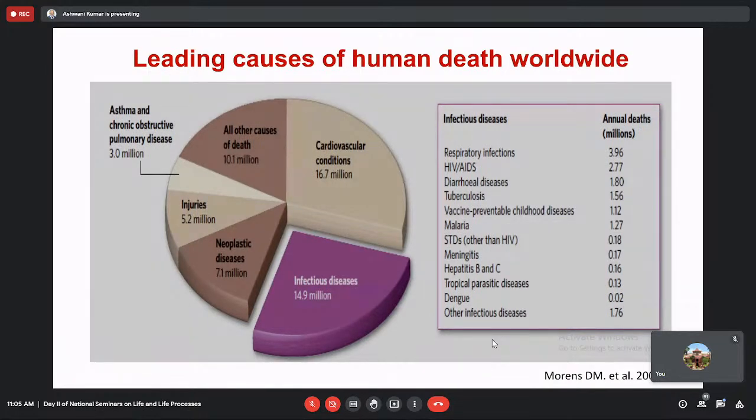Over a period of time, the non-communicable diseases have surged ahead of infectious diseases, communicable diseases, and we know that cardiovascular diseases, diabetes, and cancers are now far ahead of the infectious diseases, barring infections like the one we are facing now due to COVID-19, which is a pandemic.